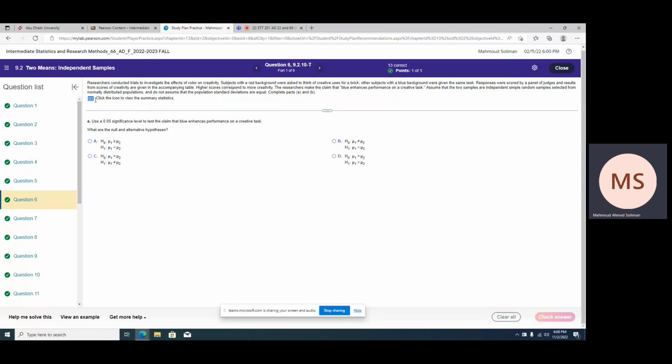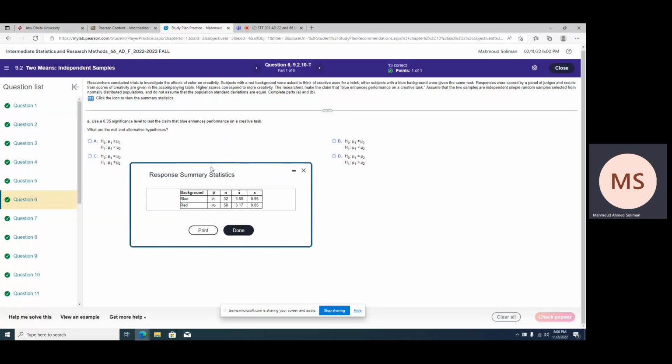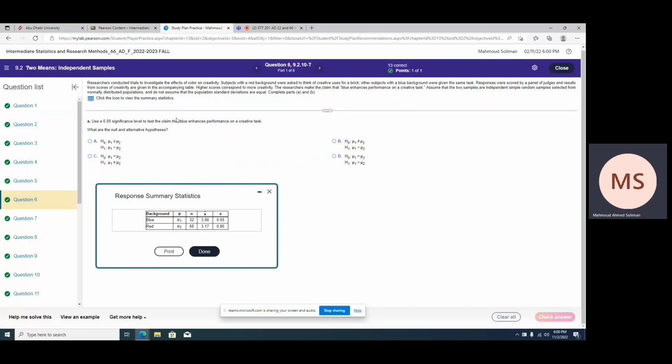So here we have summary stats. Let's look. Now we need to test the claim that blue enhances performance on creative tasks. Okay. So blue is more than red. Blue is mu1, so mu1 is more than mu2.